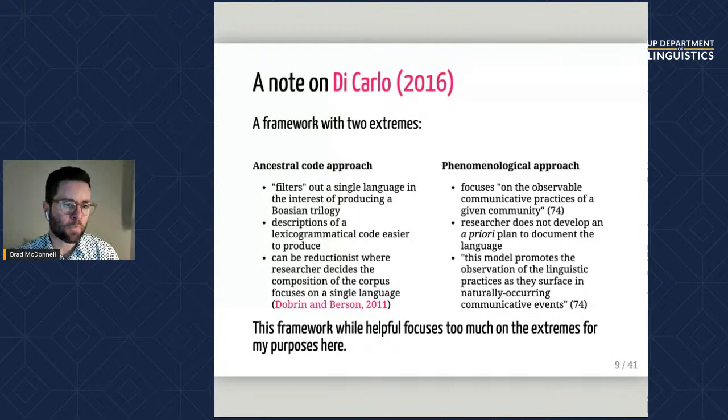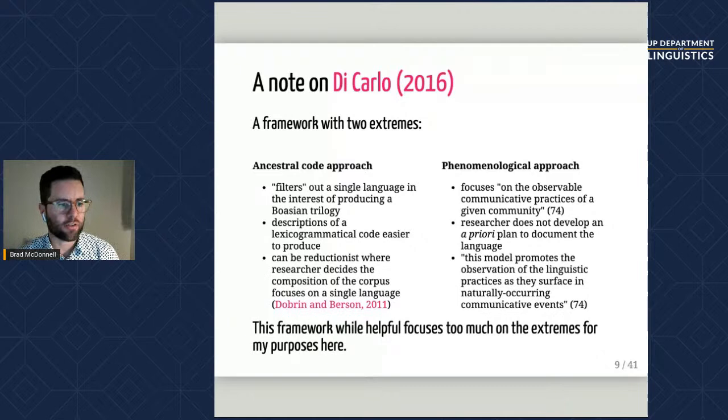Now, a phenomenological approach is on the other end of the spectrum, where the researcher focuses on observable communicative practices of a given community. The researcher doesn't develop any sort of a priori plan to document the language. This model promotes the observation of linguistic practices as they surface in naturally occurring communicative events. Now, we can see that these two practices are really extreme sorts of practices. So it's not very helpful for my approach here, but I think it's an interesting sort of climb to look at these two approaches.